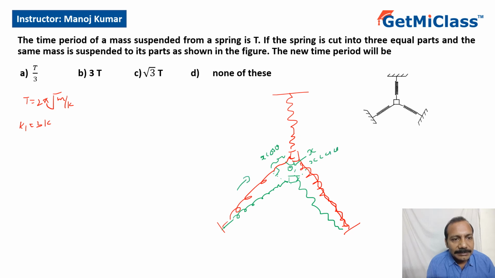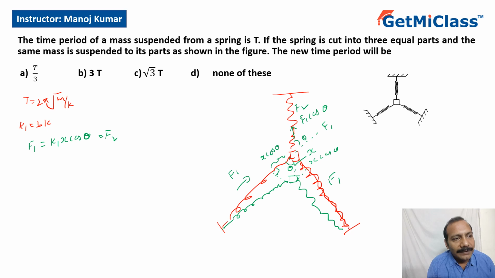Now let's say this is applying a force F1 in this direction. This is F1, this is theta. So the force in this direction would be F1 cos theta. Similarly, this will also be F1, and let's say this is F2. So we have F1 equal to k1 x cos theta. That is equal to F2 also, because both the springs have the same extension.